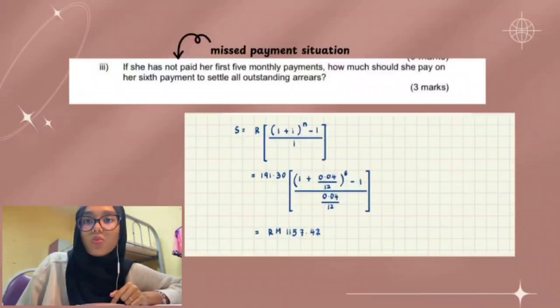So our R is 191.30. We have to multiply with 1 plus 0.04 divided by 12, and we have to power of 6 minus 1, multiplied with 0.04 divided by 12. So our final answer is 1,157 ringgit 41 cents.